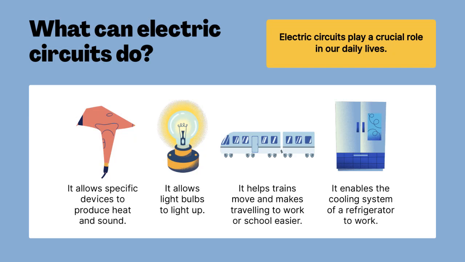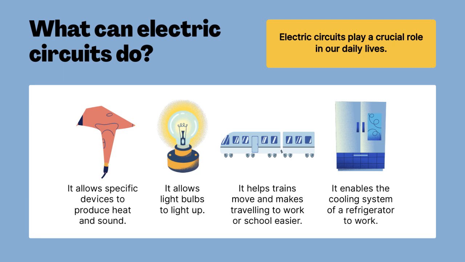So, what can electric circuits actually do? Well, for starters, they enable the cooling system of a refrigerator to work. Without circuits, our food wouldn't stay fresh for long. They also help trains move, making our daily commute to work or school much easier and more efficient. Electric circuits are what allow light bulbs to light up, giving us illumination when we need it most.